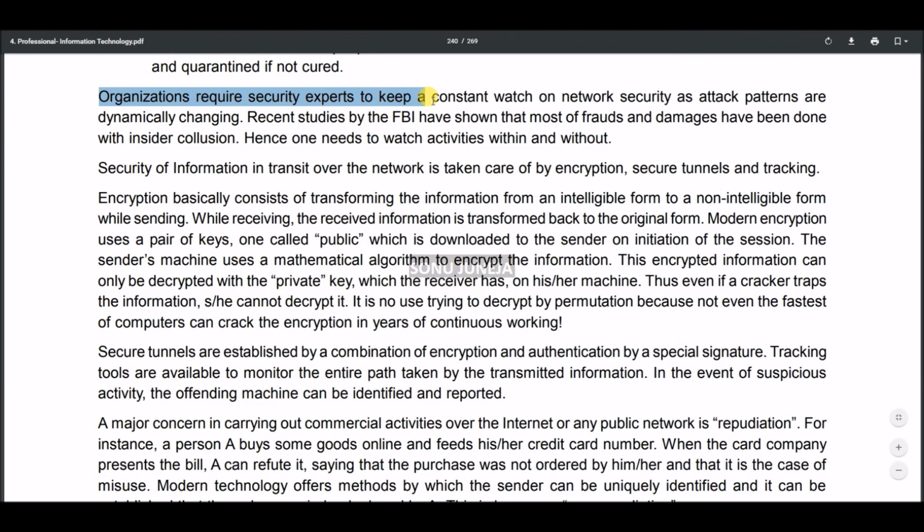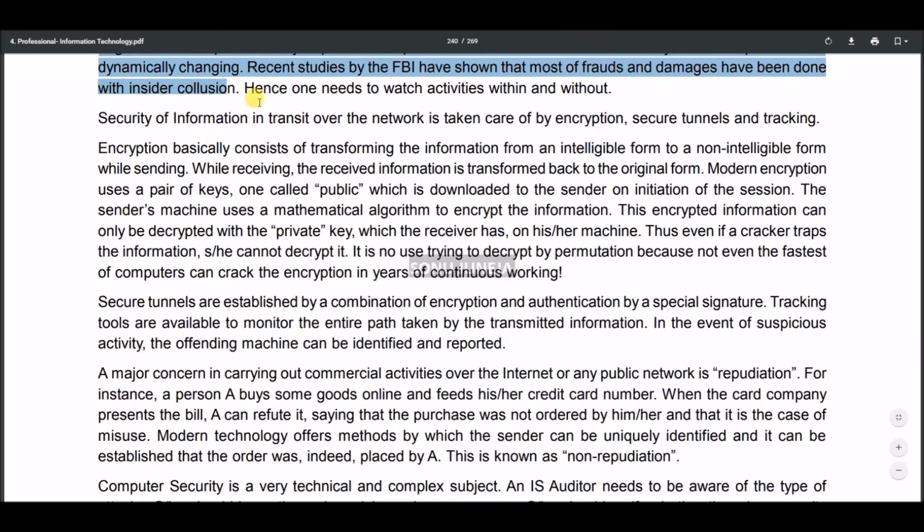Organizations require security experts to keep constant watch on network security, as attack patterns are dynamically changing. Recent studies by the FBI have shown that most of the frauds and damages have been done with insider collusion. Hence, one needs to watch the activities within and without.